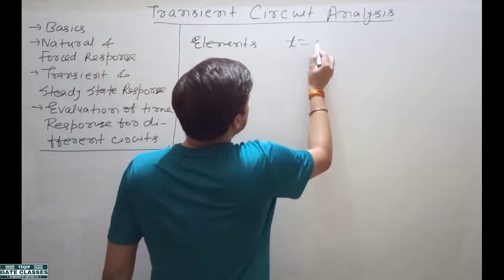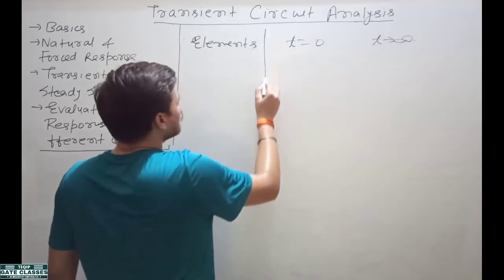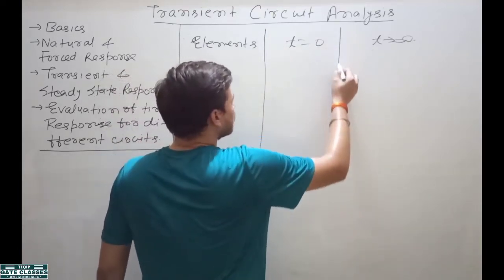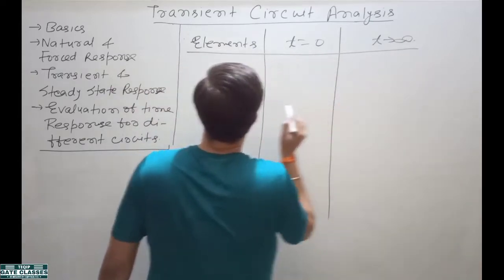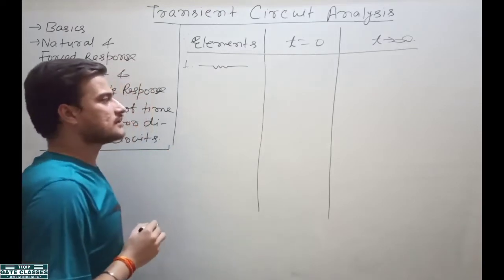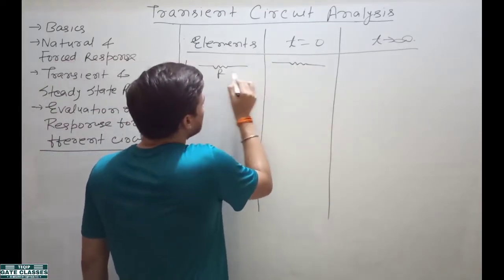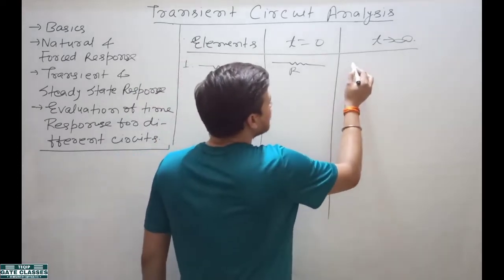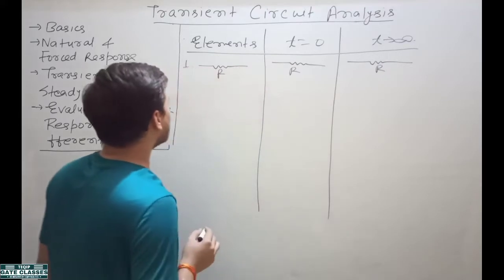At t equal to 0 and t tends to infinity, so there are two moments. First is t equal to 0, second is t tends to infinity. First, we are having a resistor. At t equal to 0 the resistor will be like a resistor only, and when time t tends to infinity, still it will be like a resistance only.